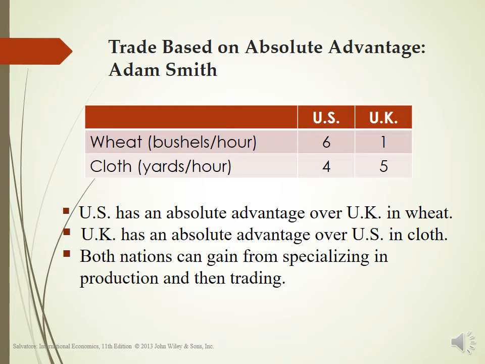After trading, US has 6 bushels of wheat and 5 yards of cloth, and UK has 6 bushels of wheat and 5 yards of cloth. In this scenario, the trade volume also increases and the resources are efficiently utilized.